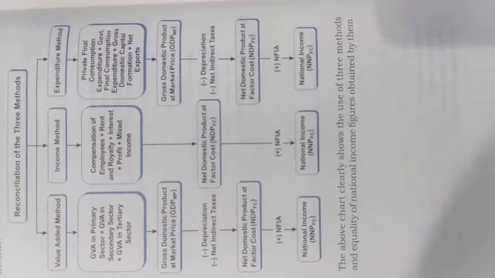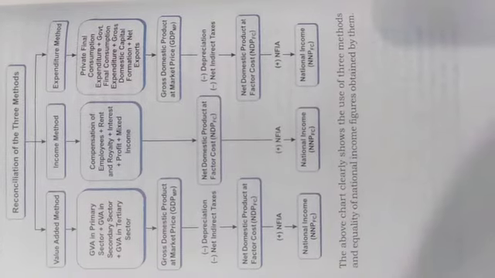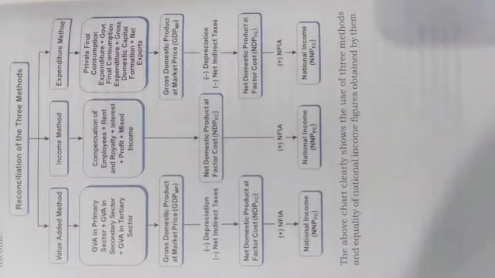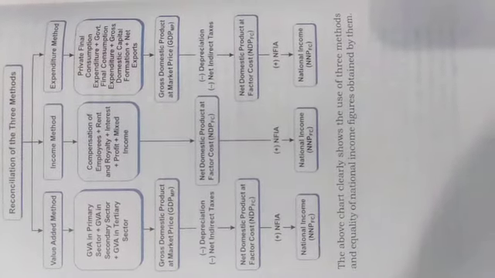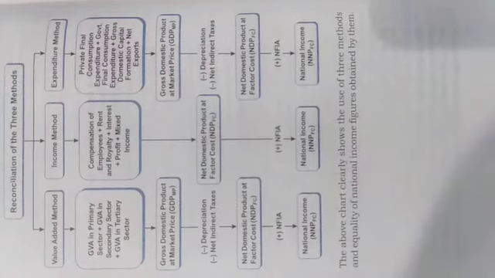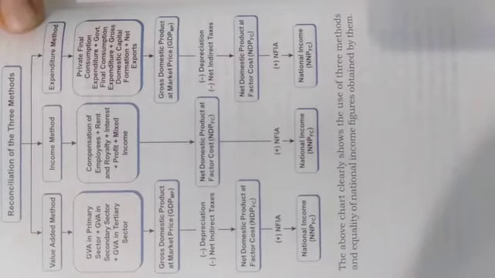In this way, we can conclude that the national income through the value added method, income method and expenditure method can be reconciled through the following chart. So, we have considered all the three methods for calculating national income, that is value added method, income method and expenditure method.